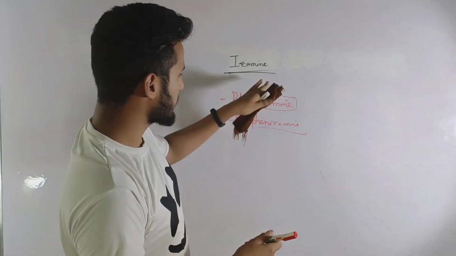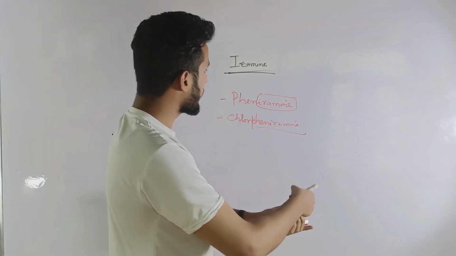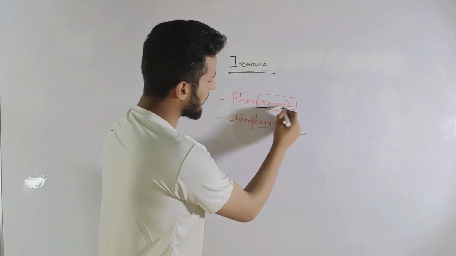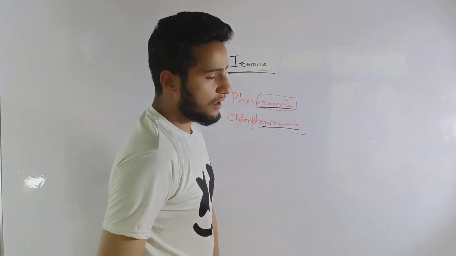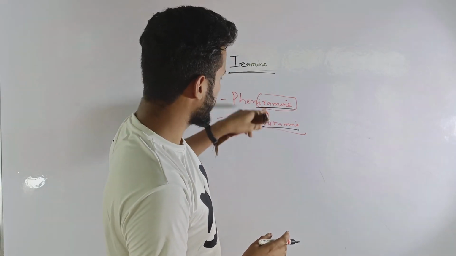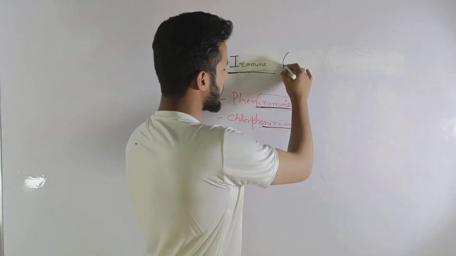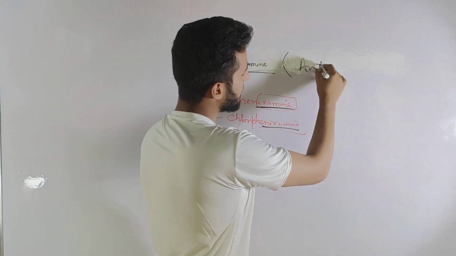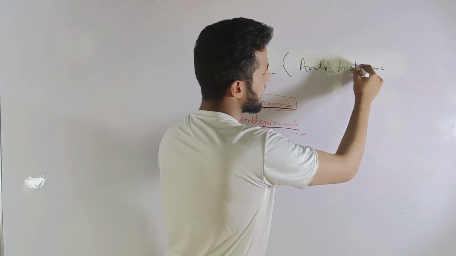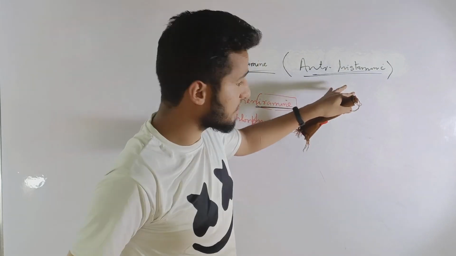Now, where are these drugs given and which class do they belong to? Whenever you see any medicine that contains iramine as the end part, these drugs are antihistaminic drugs. They belong to the antihistaminic class.